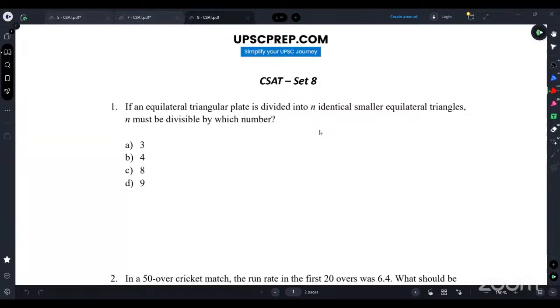See now, guys, I'm solving this. Pay attention. Right, it is divided into n identical smaller equilateral triangles. So what does the question say? You have one equilateral triangular plate. Equilateral triangular plate means it will have all sides the same, all sides of equal length and all angles will be 60 degrees. So this is basically an equilateral triangle, right?